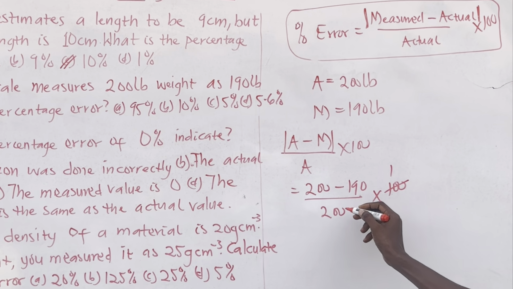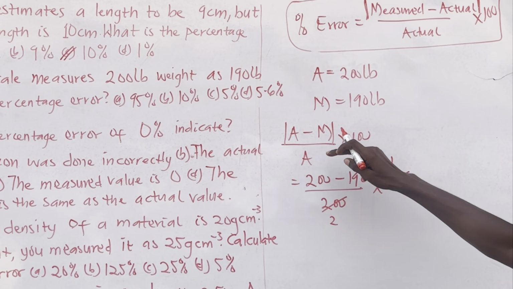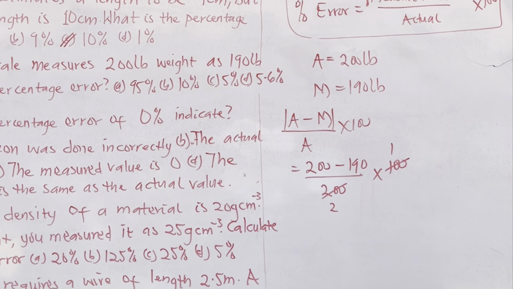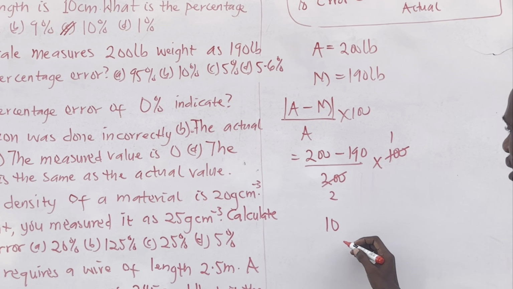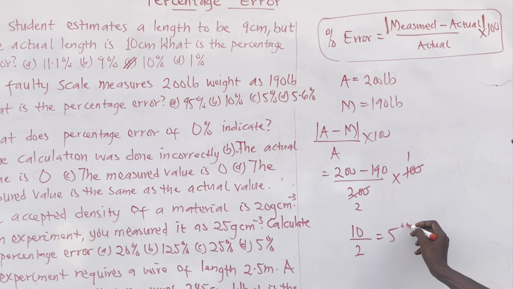So 100 here is 1, 100 here is 2. Remember that if you did 190 minus 200, you have minus 10. And the absolute value of minus 10 is positive 10. So up here we have 10 divided by 2, because 100 here, 100 here is 2. And then our answer is 5%.